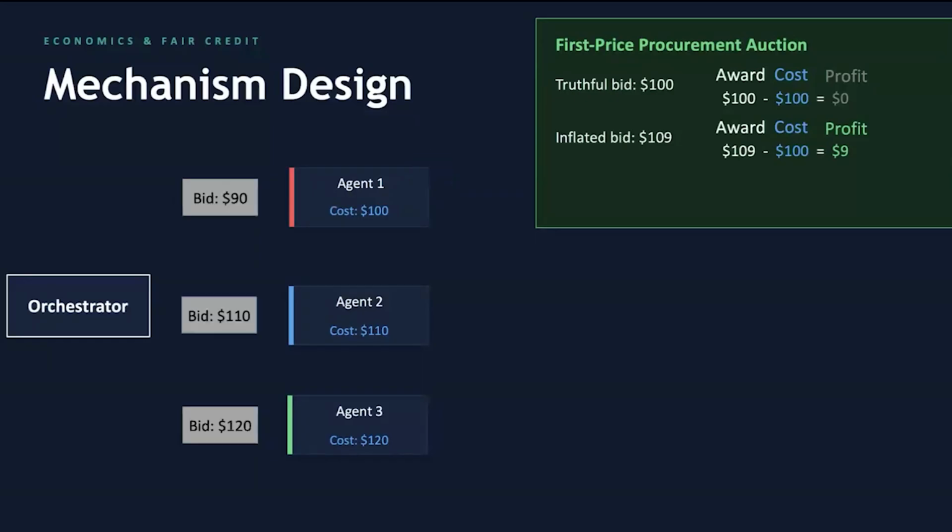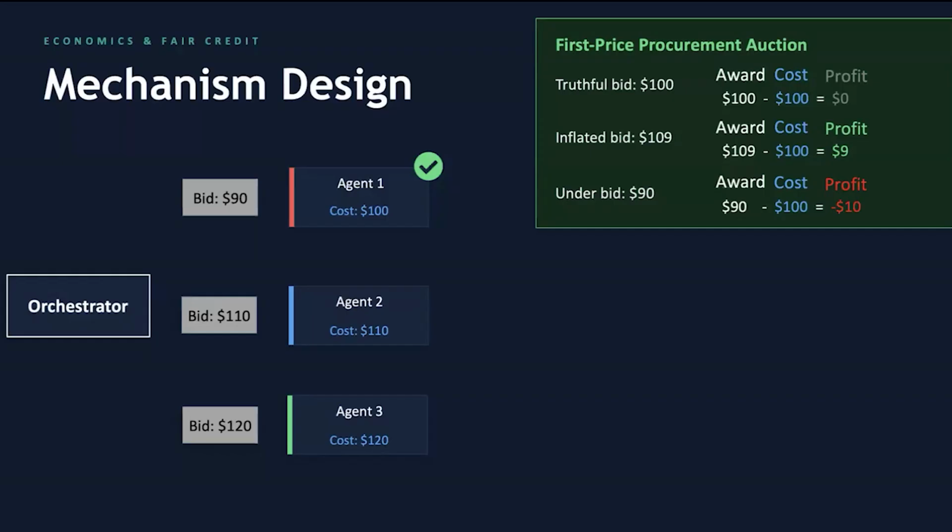And then, of course, you can underbid here, which is not advantageous. If their cost is 100, they might actually win with a bid of 90, complete the task, and they actually lose money. So what's the problem here? The problem is that the first price procurement auction rules incentivize lying. It is the optimal solution to make more profit: there in the middle, you inflate the bid.